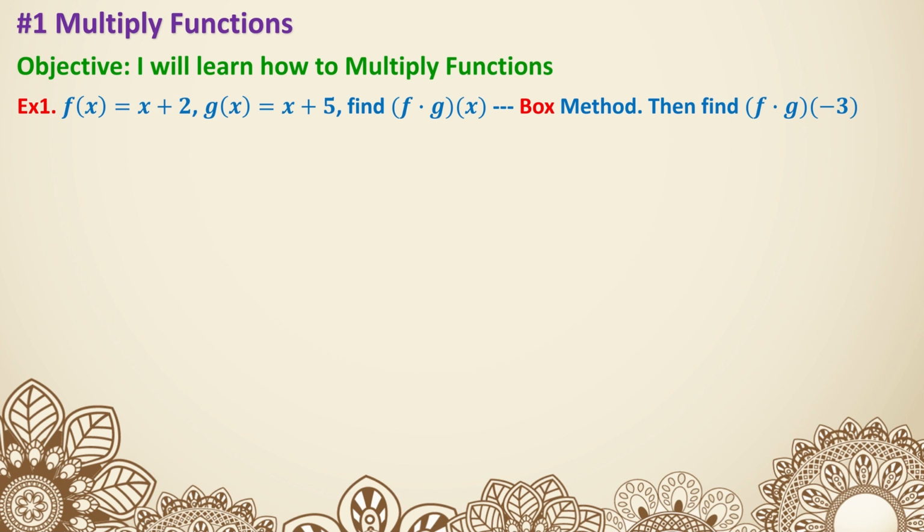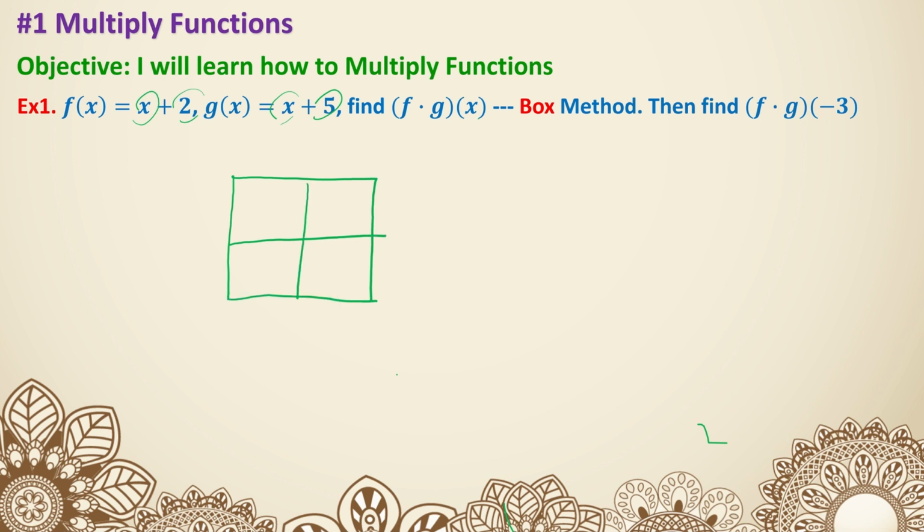Example 1, box method. So here's the first method. We'll actually learn two different methods. Box method, of course, just like it sounds, we need to draw a box. As for how big the box is, since we're multiplying both functions, the first function has two terms, and the second function has two terms as well, so we need a 2 by 2 box.